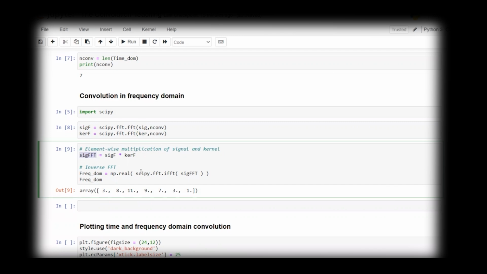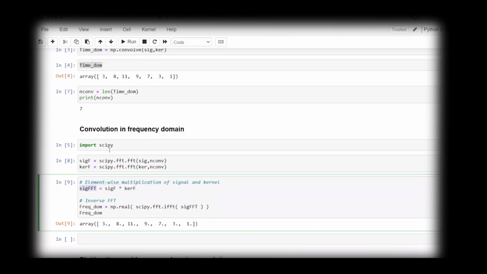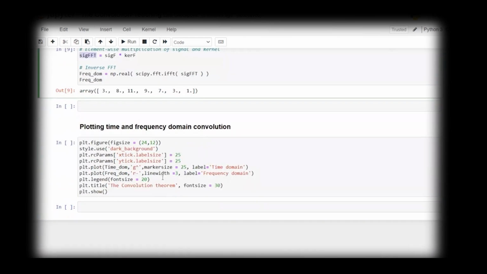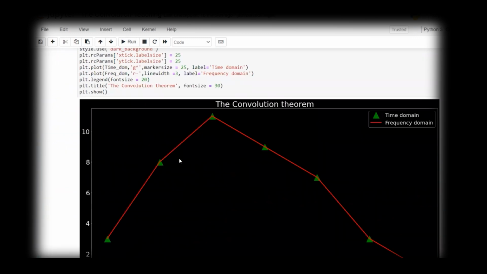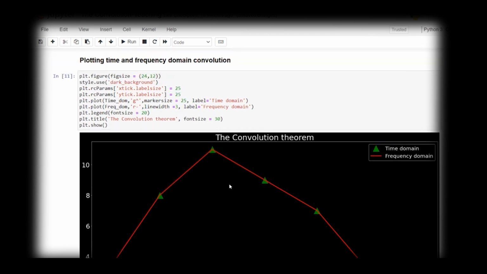Let's plot the results to visualize this. In the plot, the time domain convolution is shown with green markers, and the frequency domain convolution is shown with red markers. You can see that the green and red lines overlap perfectly. This confirms that the convolution computed in both domains produces the same result. Therefore, the convolution theorem is proven.